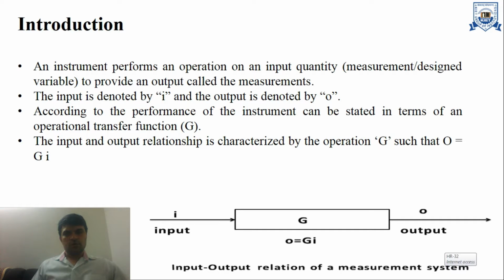According to the performance of the instrument, it can be stated in terms of an operational transfer function. Here it is denoted by capital G. The input and output relationship is characterized by operation G such that O is equal to G i, as shown in the diagram. O is equal to G i. Our output is equal to G into I.